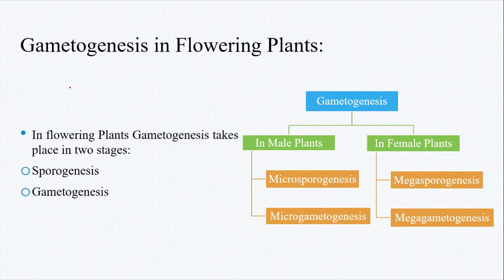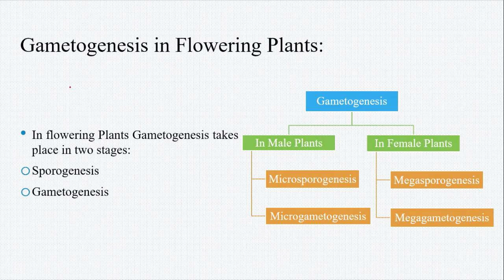Now let's see about the gametogenesis in flowering plants. As we are studying the pre-fertilization events, there are mostly two events that are common. First one is the gametogenesis, and second one is the gamete transfer. So let's begin with the gametogenesis.